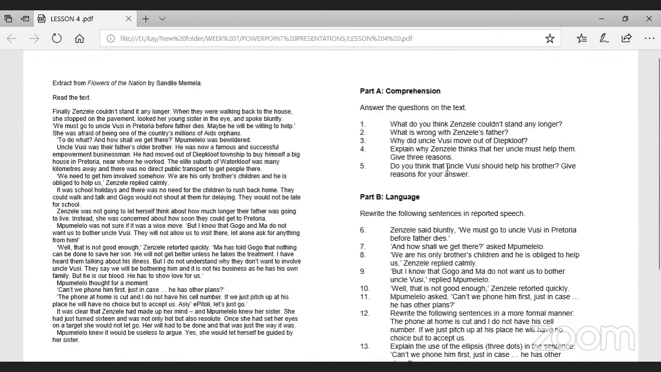Then number 5, do you think that Uncle Vusi should help his brother? Give reasons for your answer. So basically, what number 5 is asking you is, do you agree with number 4? Because Zenzele thinks that her uncle should help them. But you, looking from the outside, do you agree with her? Or do you also feel like he is not obligated to help them? Just because it's family doesn't mean that he's obligated to help them.